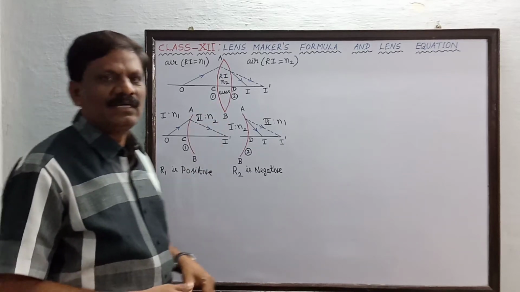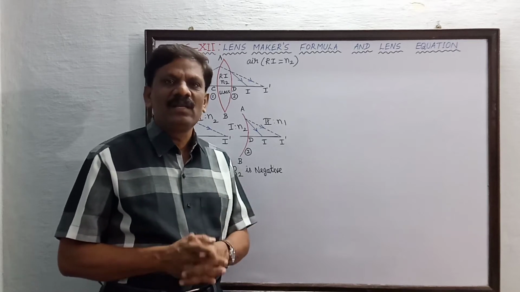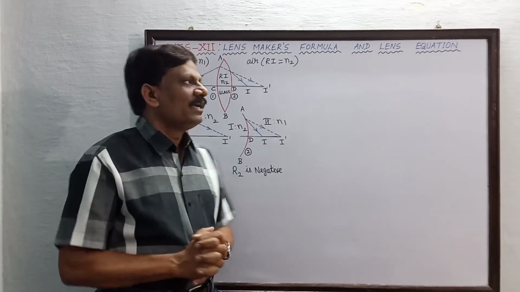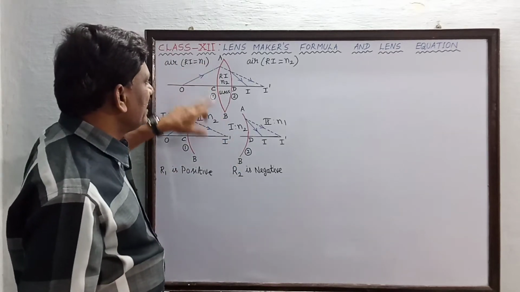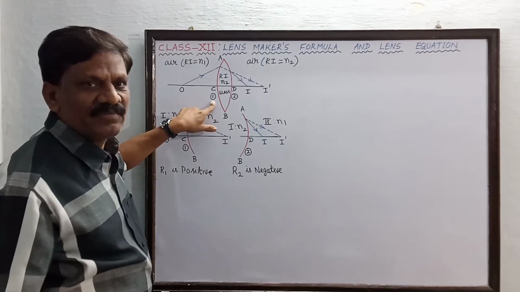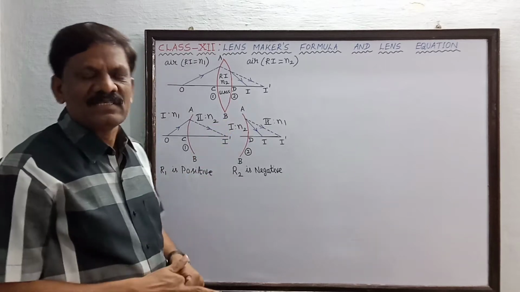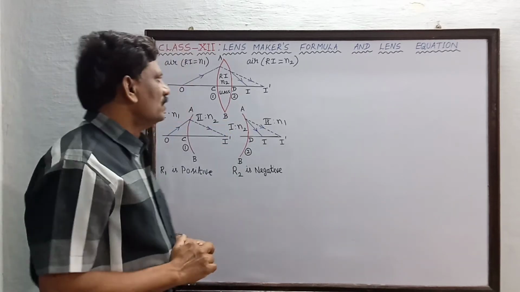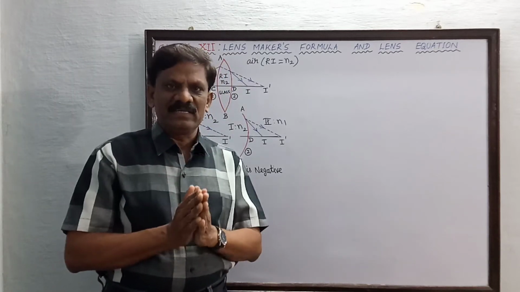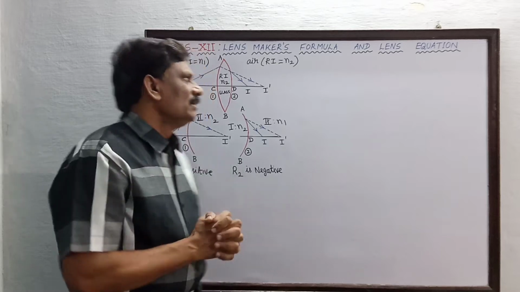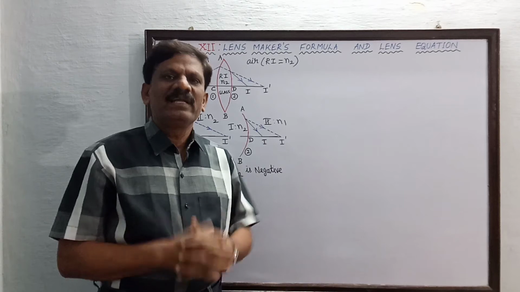So I have considered a biconvex lens, which is a thin lens, a double convex lens, and it has two curved surfaces, namely ACB, that is the first surface, and ADB, that is the second curved surface. So this is a thin lens placed in air, let us say. Air is a rarer medium. Now O is a point source which emits light.